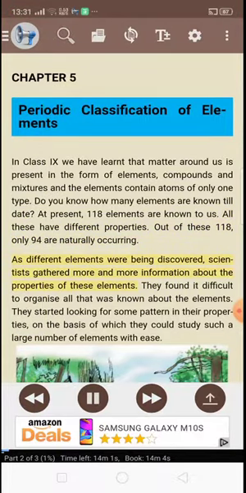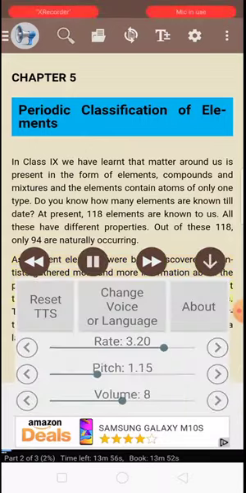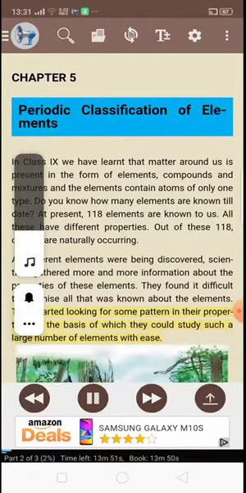As different elements were being discovered, scientists gathered more and more information about the properties of these elements. They found it difficult to organize all that was known about the elements. They started looking for some pattern in the properties on the basis of which they could study such a large number of elements with ease.